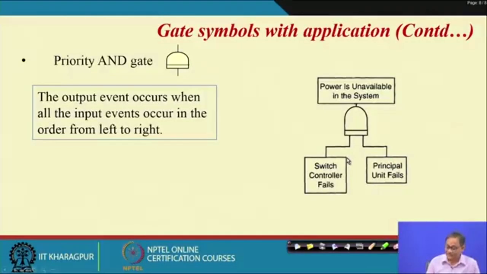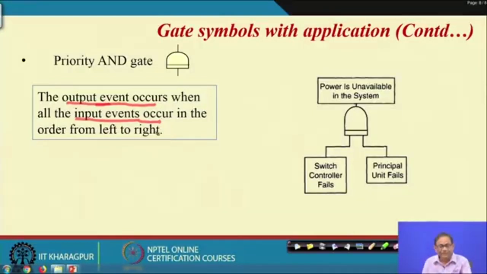Then the priority AND gate. What is a priority AND gate? In a priority AND gate, the output event occurs when all the input events occur in the order from left to right or right to left. Actually there is a sequence of occurrence, and then you use the priority AND gate. For example, there is a standby: suppose the main system fails, then the standby system will automatically become operational through a switch controller. The switch controller connects the standby unit.